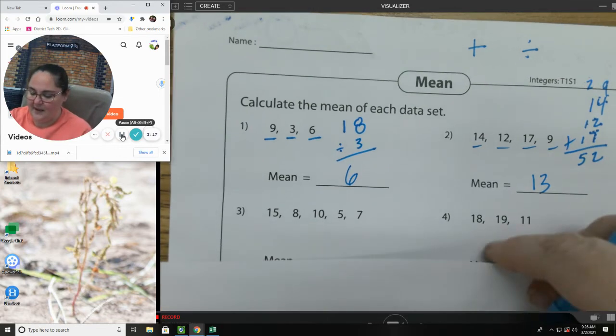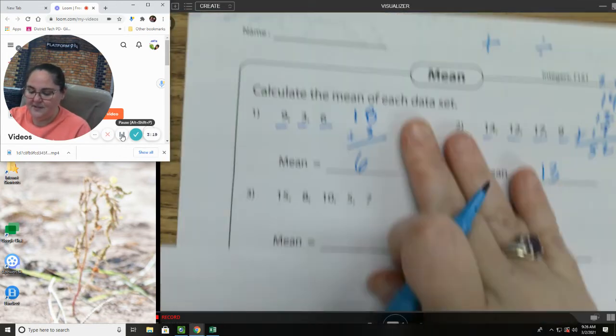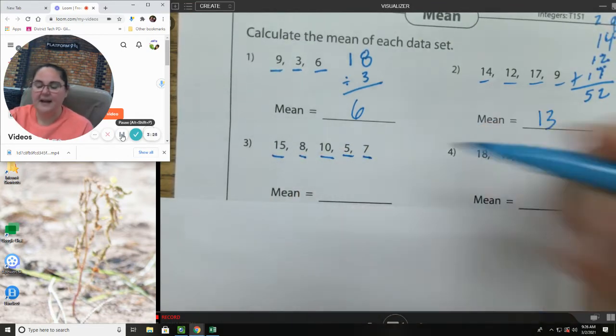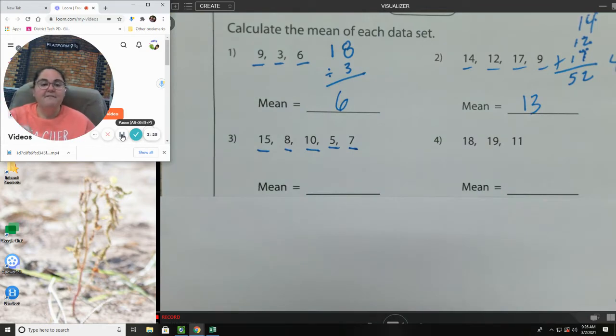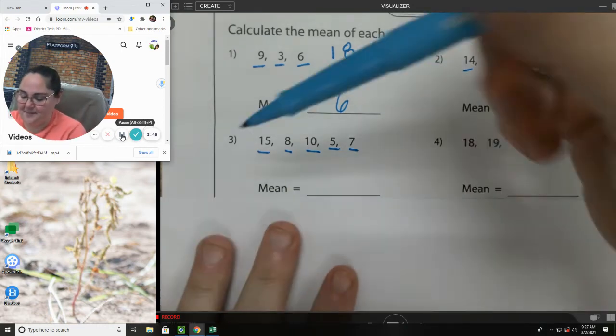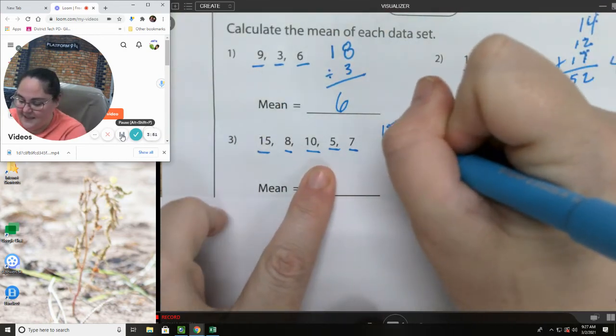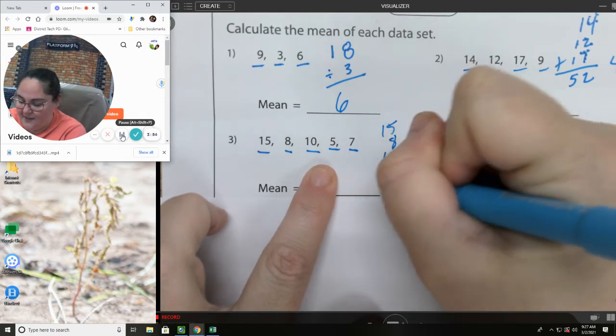So I want you to look right now at number 3. We have the numbers 15, 8, 10, 5, and 7. I want you to find the mean. Do all steps that you need. What is the mean or average of this data set? Remember, we add and then divide. So let's add them. 15 plus 8 plus 10 plus 5 plus 7.